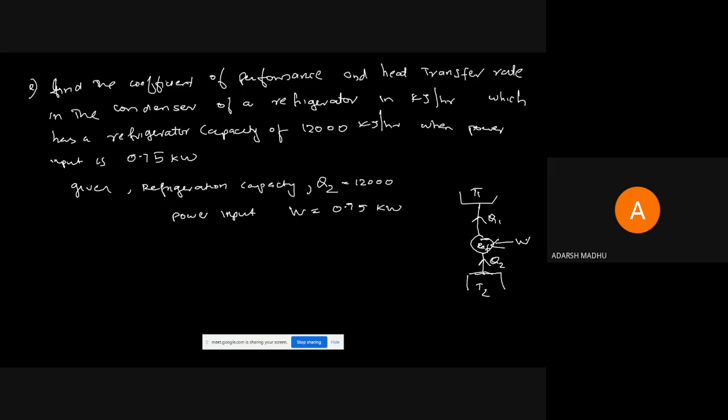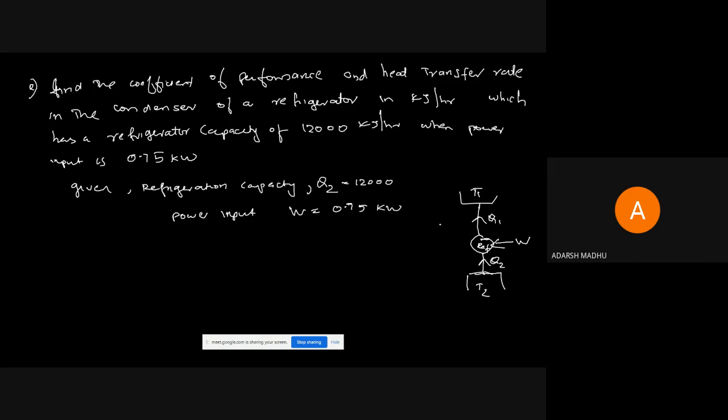So the given data is refrigerating capacity. So how can we find whether the given data is Q1 or Q2? The given data is given as a refrigerating capacity. Refrigerating capacity means how much heat it can take, how much capacity the particular refrigerator has to transfer. So that is the total taking capacity, Q2.